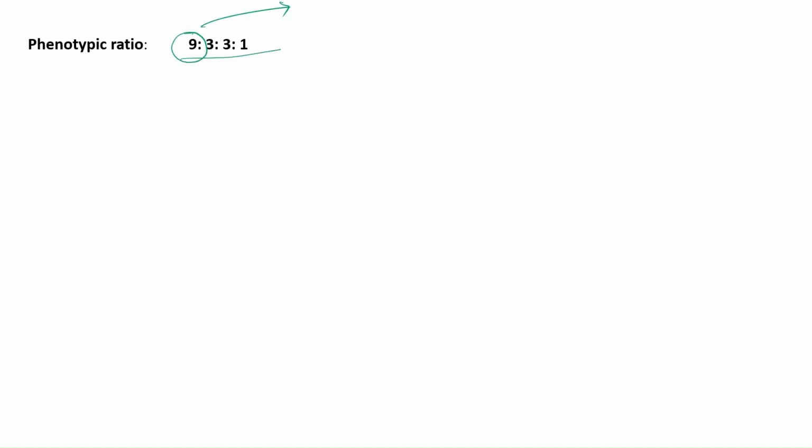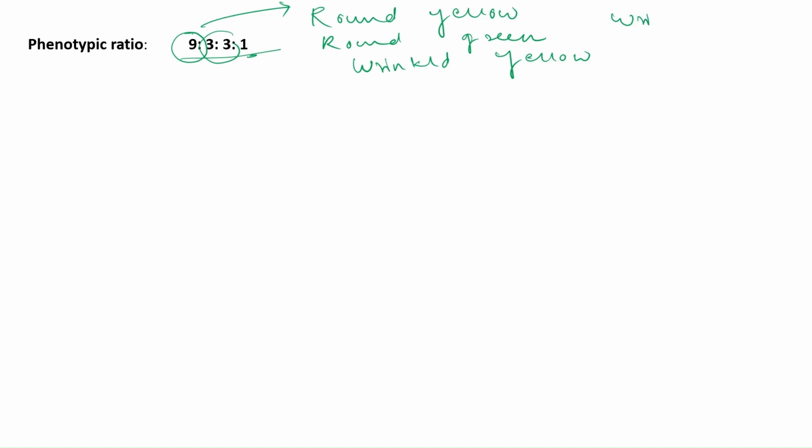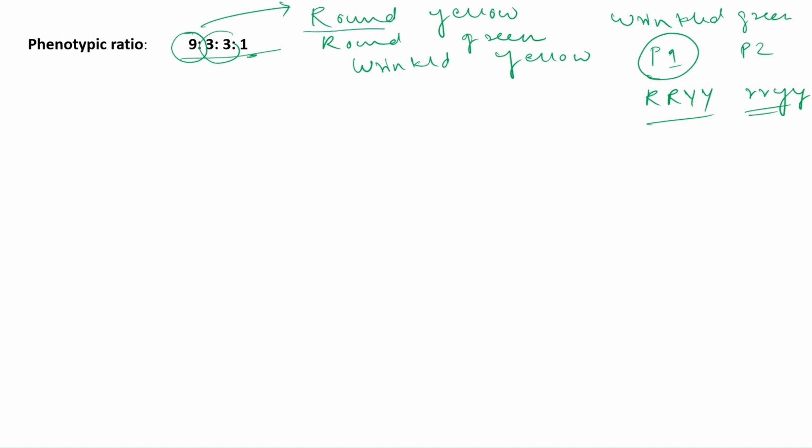Now, if the phenotypic ratio is 9:3:3:1, what can we note from this ratio? This 9 is for round and yellow. The middle 3 and 3: one is for round and green, another is for wrinkled and yellow. This 1 is for wrinkled and green. If you remember, we started with parents P1 and P2. P1 was round and yellow, P2 was wrinkled and green. So in the F2 generation, with respect to phenotype, the maximum we obtained is like the parental phenotype. The minimum we obtained is also of parental phenotype, but which one? The one which is the recessive character.